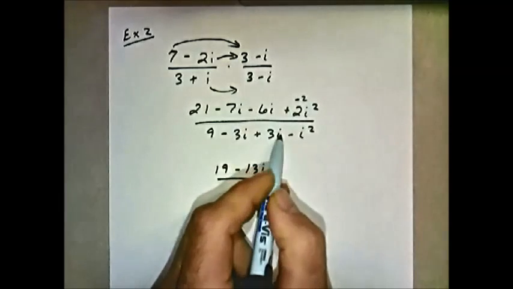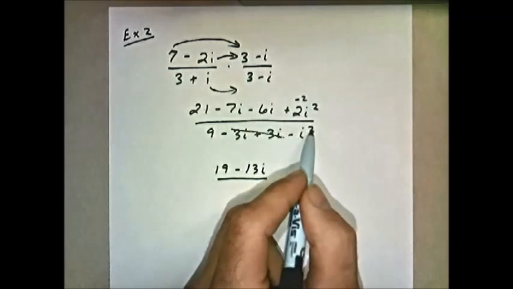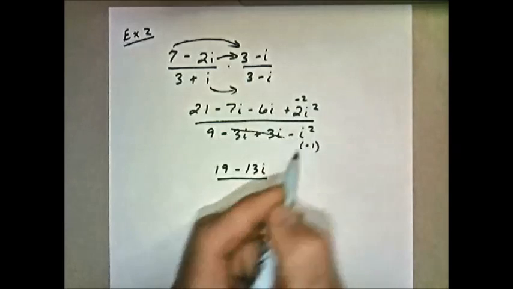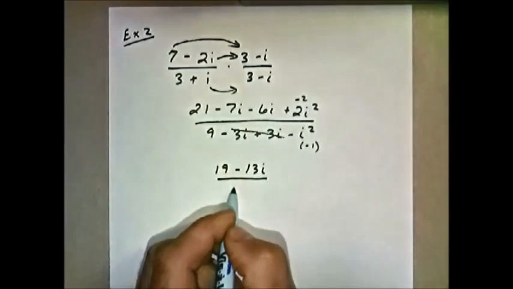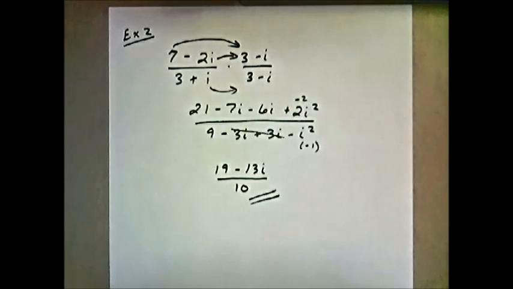And our denominator, the i's cancel. 9 minus i squared. Remembering i squared is negative 1 again, so we have the negative of negative 1 gives us positive 1. So we have 9 plus 1 gives us 10. And there's our final answer. And that is division of complex numbers.